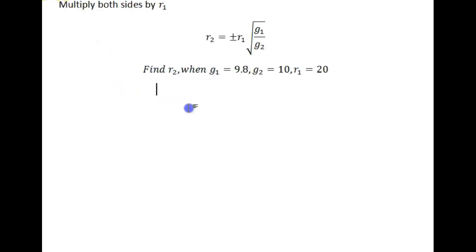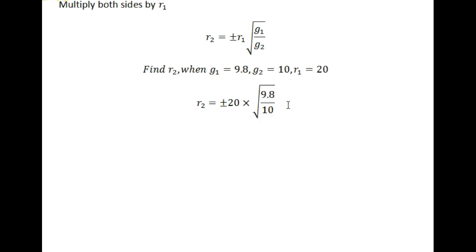Now we're asked to find R2 when G1 is 9.8, when G2 is 10, and R1 is 20. So in the formula, we replace those variables with their numbers. We end up with R2 equals plus or minus 20 multiplied by the square root of 9.8 over 10.